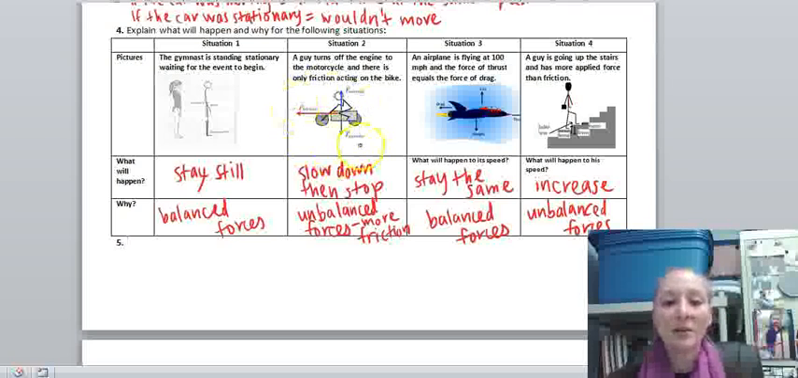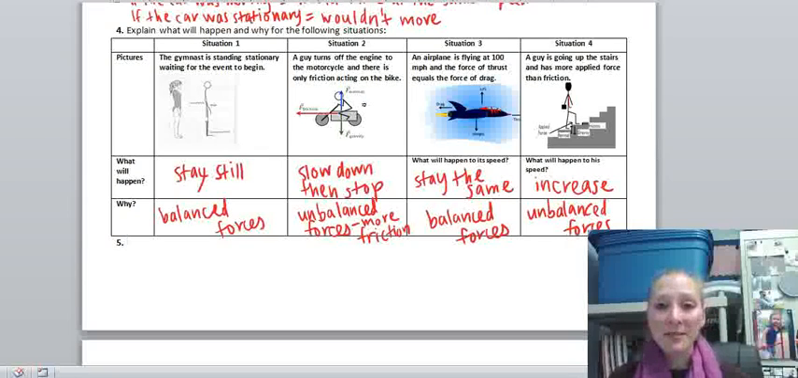Next, we have this guy on a motorcycle, and as he stops his engine, it says there's only friction acting on the bike. So what's going to happen? Well, eventually he will slow down and stop because there's more of that opposite force instead of that push force. There's no more push force, there's just that opposite force, so he's going to eventually slow down and stop.